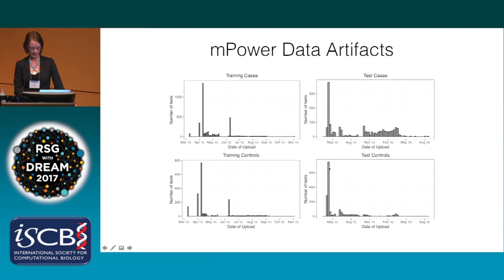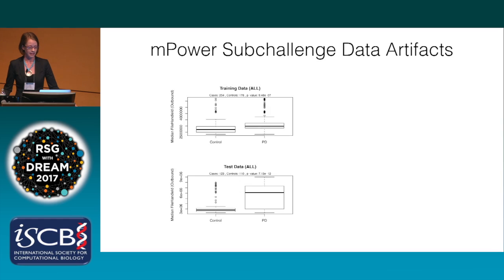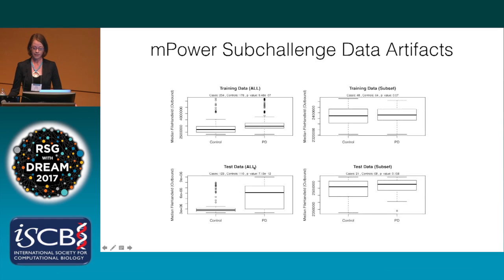Incidentally, the big spikes correspond to an announcement by Apple. So these are all Apple devotees downloading the data. Looking at it a different way, when we summarize these file handles, which are integers correlated with date, we can see a strong, statistically significant difference between cases and controls, both in the training and test data. So we took a subset of the data that matched these file handle IDs so that there was no statistical difference between cases and controls.